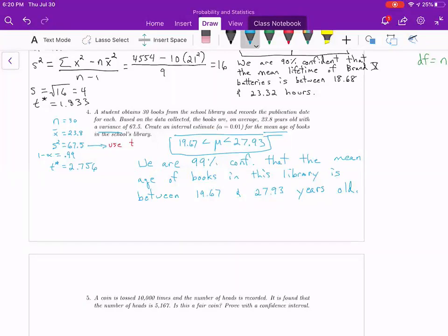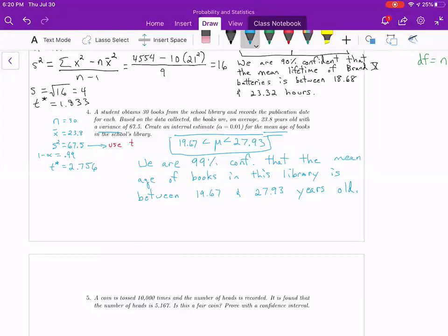Okay, so the solution may have magically appeared and many students were able to get at it, which is great. Your confidence interval should be that mu is between 19.67 and 27.93 if you plug into the appropriate formula that uses S. So a common mistake is forgetting to square root the 67.5 value. So some of you may have fallen into that trap.